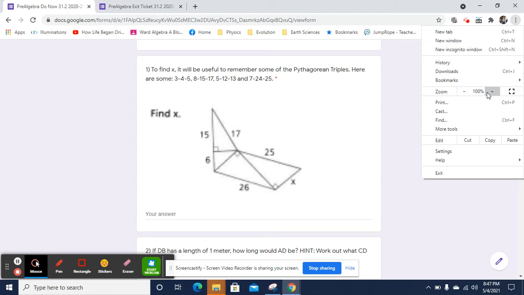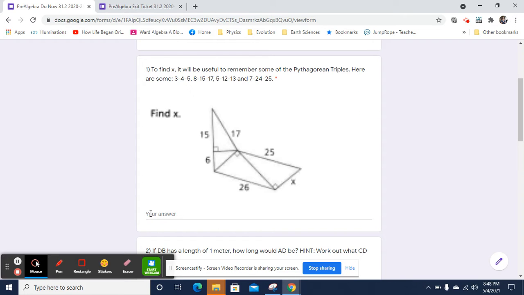Apparently, it's not letting me blow anything up. So that's okay. There are some Pythagorean triples here. So there's the 3, 4, 5. We're looking for that. The 8, 15, 17, 5, 12, 13, and the 7, 24, 25.